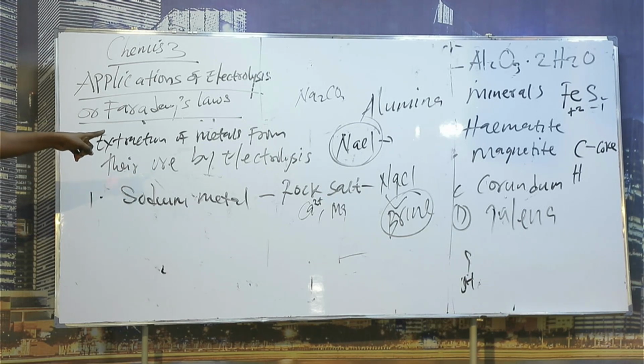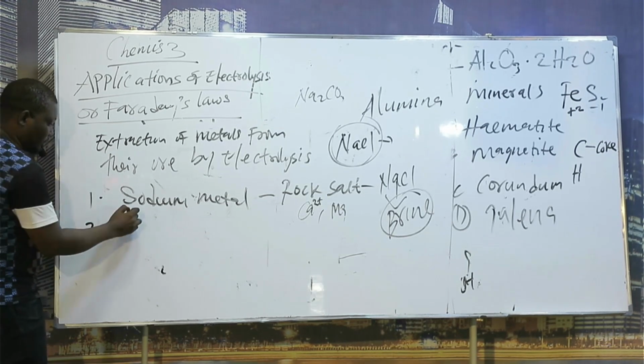The reason why you cannot also use the second method is because the sodium metal you want to extract is much higher than the reducing agent that can reduce it. So you cannot use that process. So the only process that is left to extract sodium from its ore is what? Electrolysis.